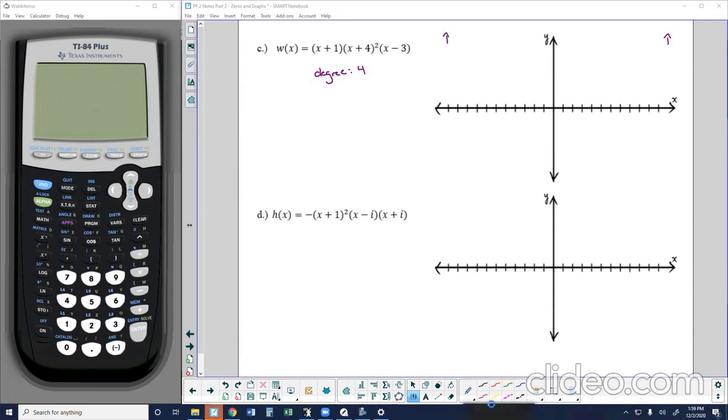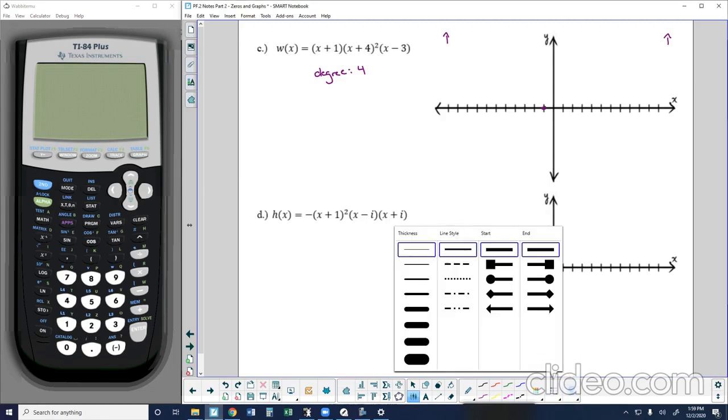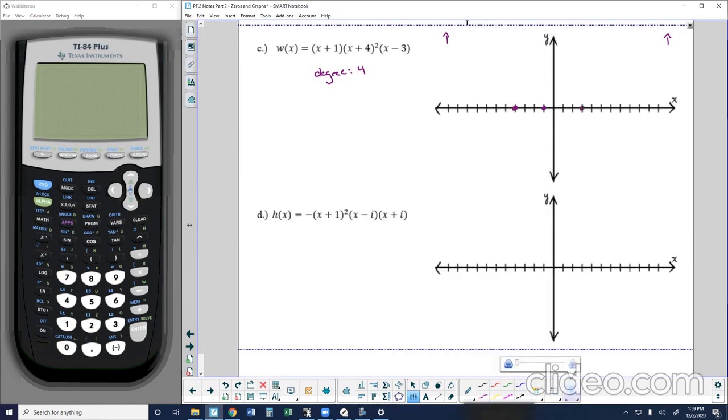And then we can start to sketch in the different pieces for the graph. So we have an x-intercept here of negative 1. We have an x-intercept here of negative 4. We have an x-intercept of positive 3. Because of the multiplicity, it's going to pass through negative 1. It's going to bounce off negative 4. And it's going to pass through positive 3.